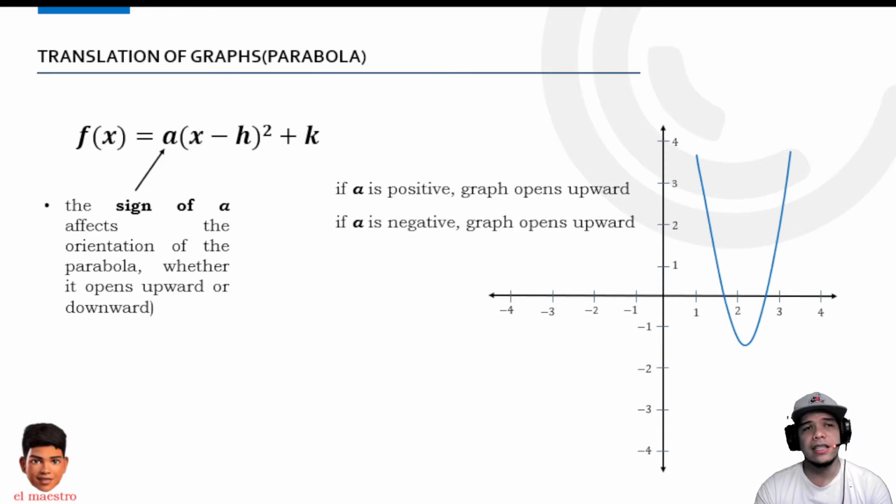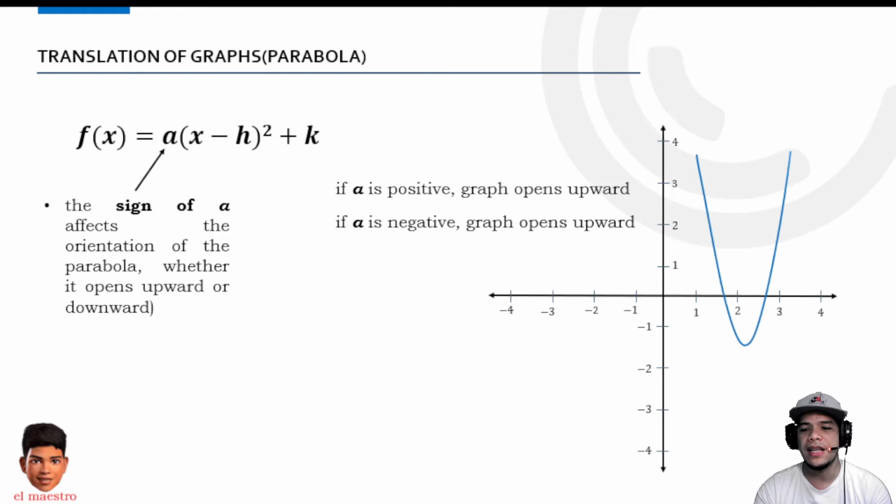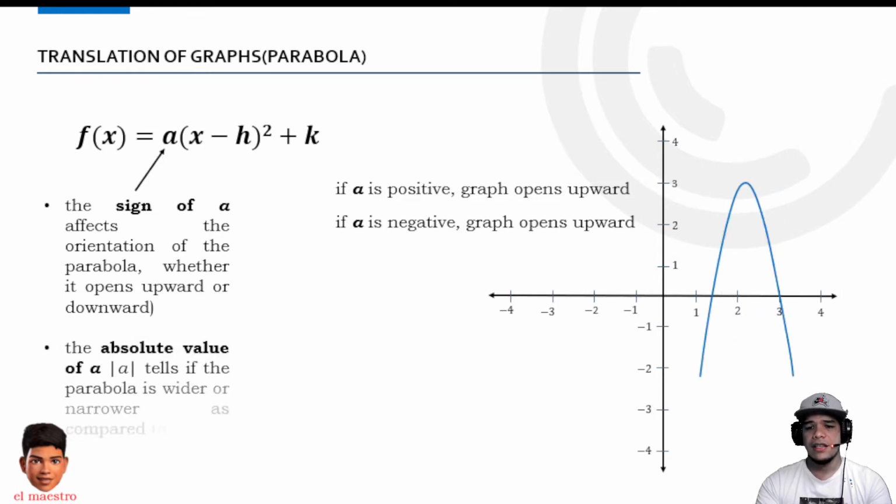If A is negative naman, the graph opens downward. Ganyan. So, napaka-importante. Alam natin na pag negative yung A, downward naman yung ating graph. And the absolute value of A tells if the parabola is wider or narrower as compared to y is equal to x squared. When we say y is equal to x squared, meaning yung origin natin o yung vertex natin nasa origin.